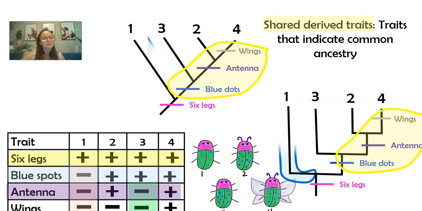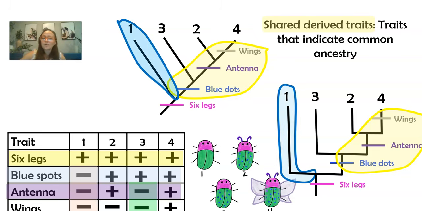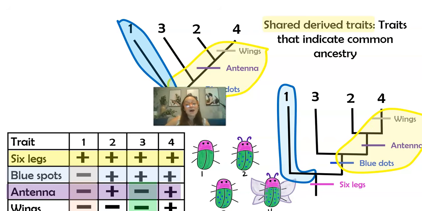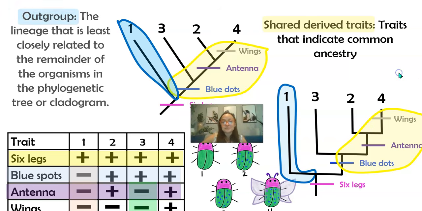Now, I also want to point out this species number 1. We notice it doesn't have much in common with the others, so we call species number 1 an outgroup. An outgroup is a lineage that is the least closely related to the remainder of the organisms in the phylogenetic tree or the cladogram. So 1 would be our outgroup, and then 3, 2, and 4 would be what we call an in-group, and they have shared derived characters, and we can see their evolutionary path, basically.